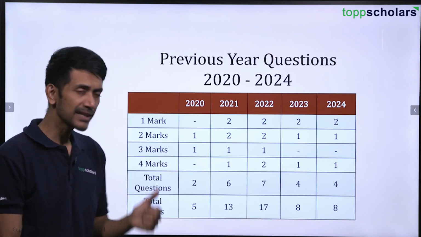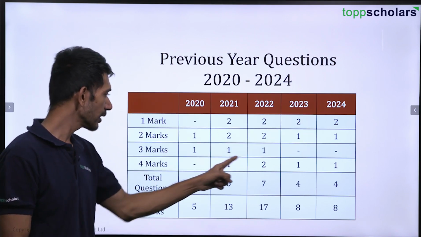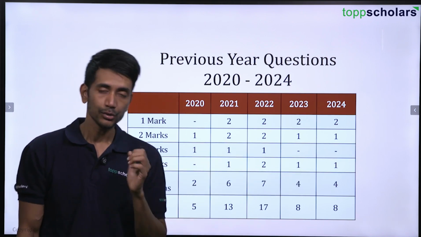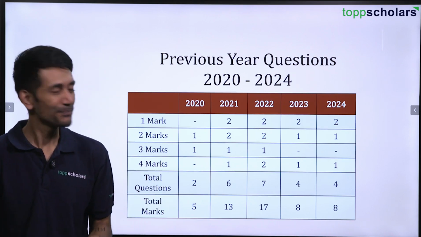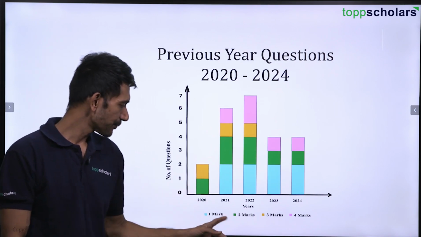That means this chapter stands very important, right? Because you can expect a 1 marker, you can expect a 2 marker, you can even expect a 3 marker as well as a 4 marker, right? So this chapter is very important, but the good thing is that this chapter is very easy as well. So you can also have a look at this particular graph to get a better clarity.